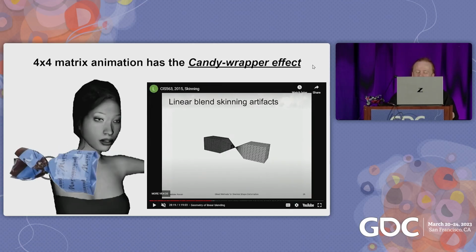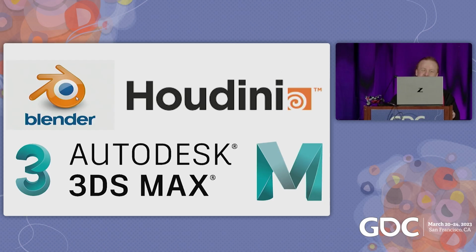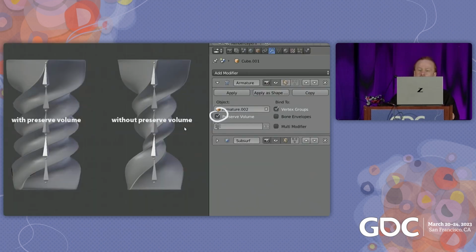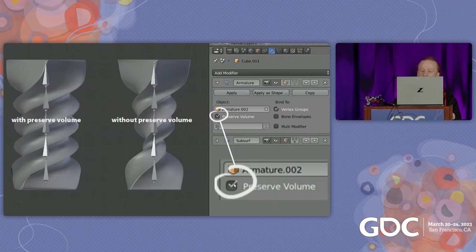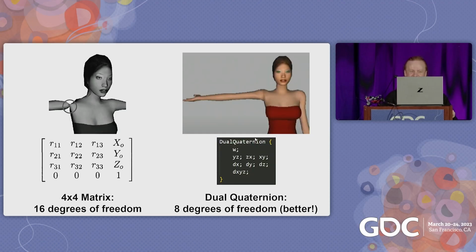So we want something different, and this is why Blender and Houdini and Autodesk and Maya have all implemented dual quaternions to some extent in them. They give it this specific name, which is preserve volume. Preserve volume just means dual quaternions, and I don't work with many animators, but I picture some animator ticking this box and being like, oh, that looks much nicer, and they don't realize how much work it's creating for us. But anyway, so 4x4 matrices, candy wrapper effect; dual quaternions, no candy wrapper effect, potentially.